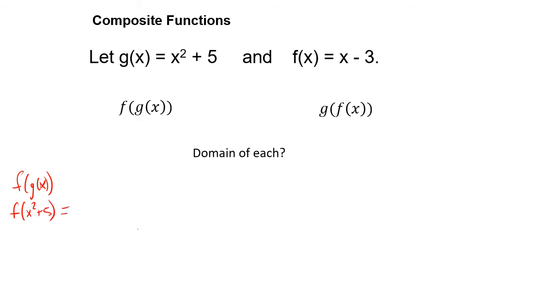So we're going to take f, which is x minus 3, but here we're going to plug in the x squared plus 5. So this is x squared plus 5 minus 3. So f of g of x is going to be x squared plus 2. That's it. Now there's no domain restrictions here.